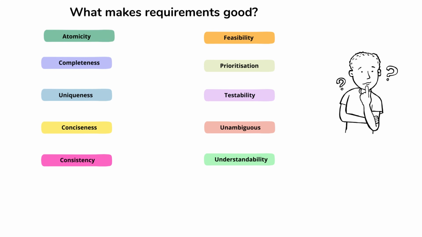Completeness: all necessary requirements are written down. Uniqueness: each requirement should have its own unique identifier. Consonance: no unnecessary information in the writing. Consistency: requirements that do not conflict with the other project requirements.